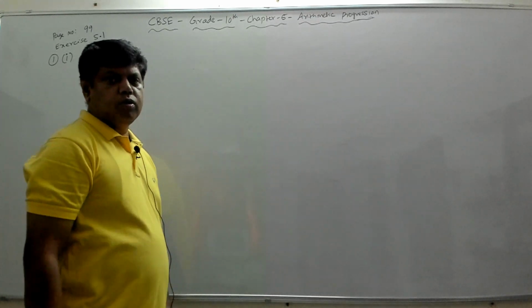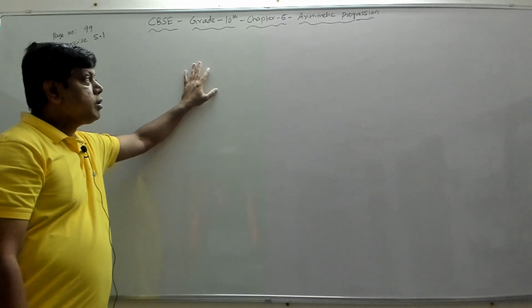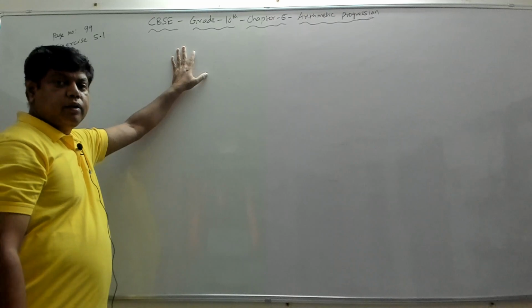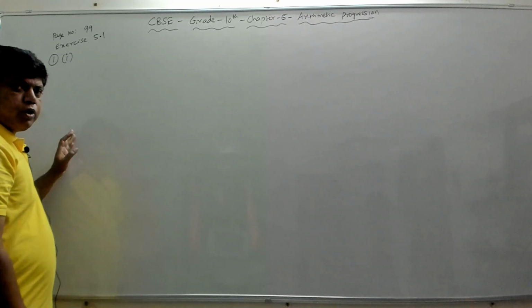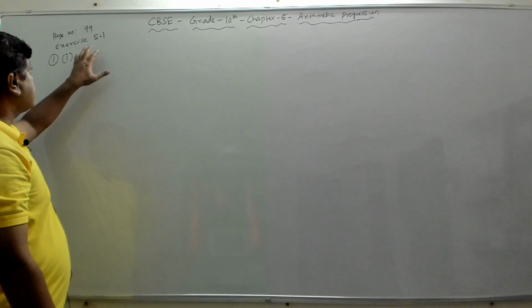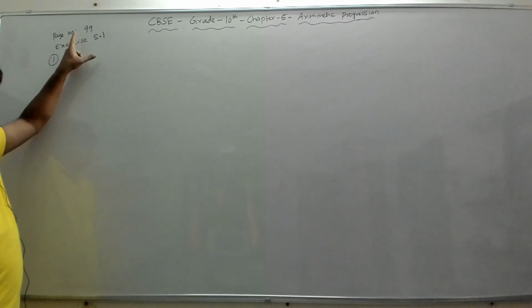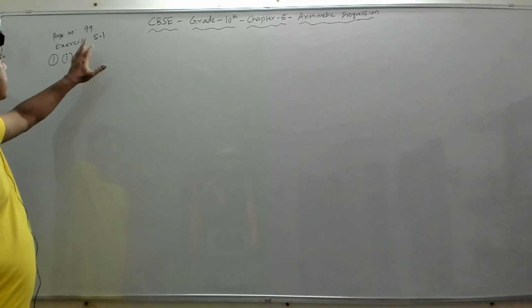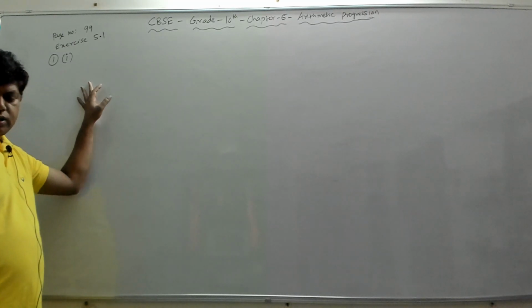In this video, we'll continue with the chapter Arithmetic Progression, which is chapter 5 from your 10th standard CBSE Mathematics. And in this video, I'll start with exercise 5.1 on page number 99 of your textbook. So page number 99, exercise 5.1, first problem, first subdivision in that.